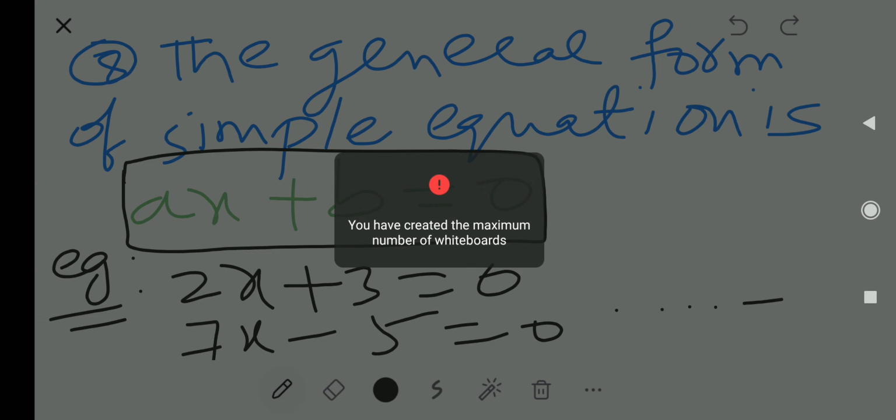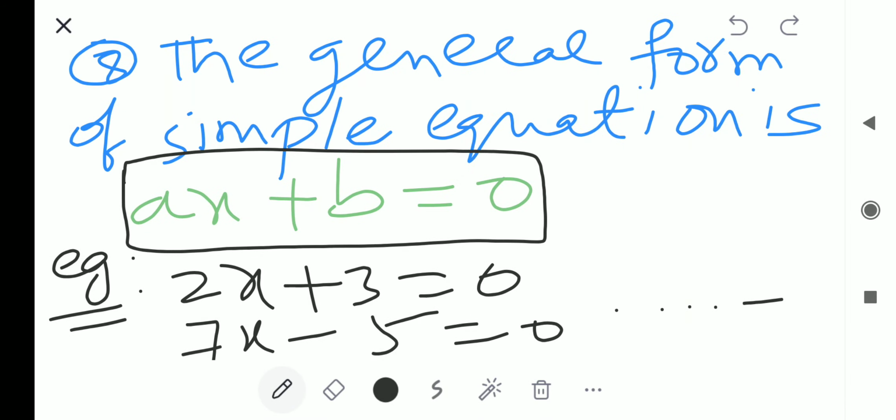Similarly, the general form of a linear equation will be ax plus by plus c is equal to 0, it is with two variables. Okay, children, that's all. This is the introduction about the topic linear equation with one variable or simple equation.